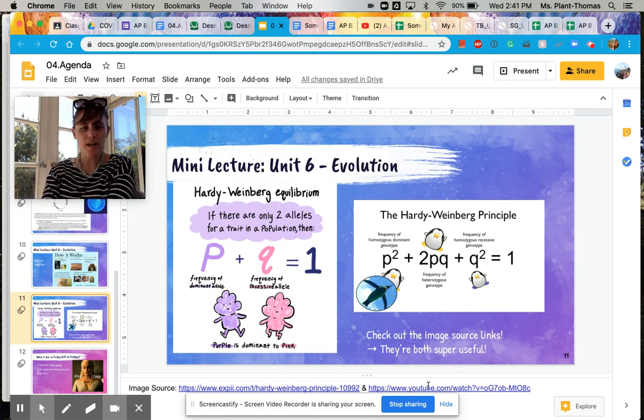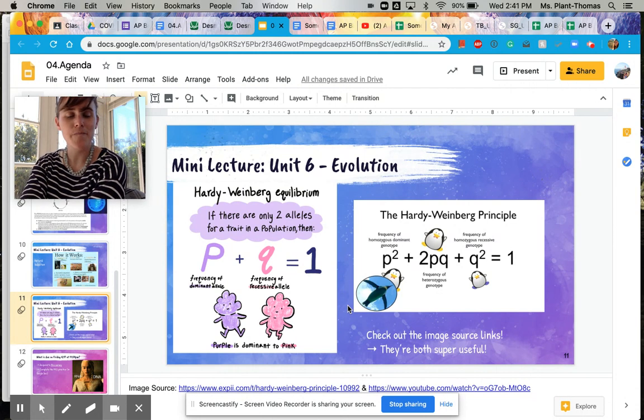I included down here 2 links where I got these really cute images that I would strongly recommend checking out because they're both really helpful in terms of laying out step by step what the Hardy-Weinberg concept is, how the math all comes together, and also they're both super cute. They include these adorable drawings. So I recommend checking those out.